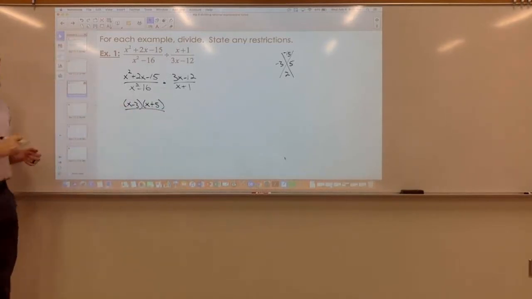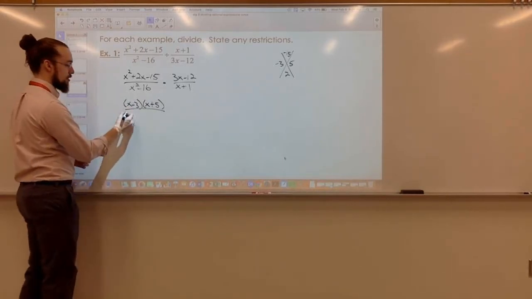How about my denominator here, x squared minus 16? What can I do with that? Can I take out a GCF? No GCF. This is a difference of squares, right? So how would this factor?